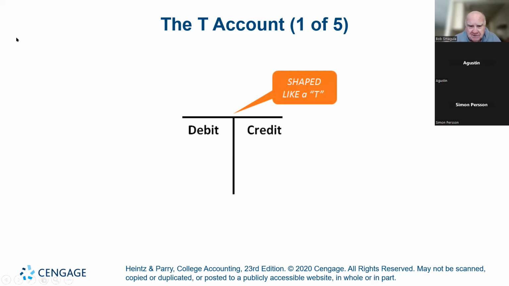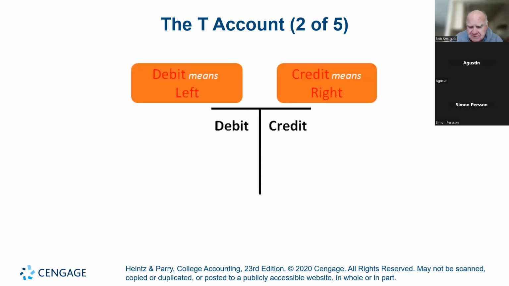And you can see it's shaped like a T, right? And then you see the words debit and credit. Debit and credit means simply left and right. Debit's on the left side, credit's on the right. Left and right's all it means, okay? Debit is not better than a credit. There's no value judgments here.